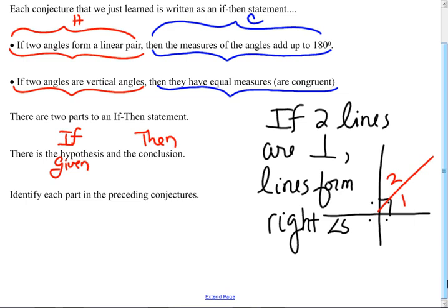Okay, so what's the hypothesis here? Two angles are vertical. This is the hypothesis, and this is the conclusion: they have equal measures. So we're going to be using if-then statements.